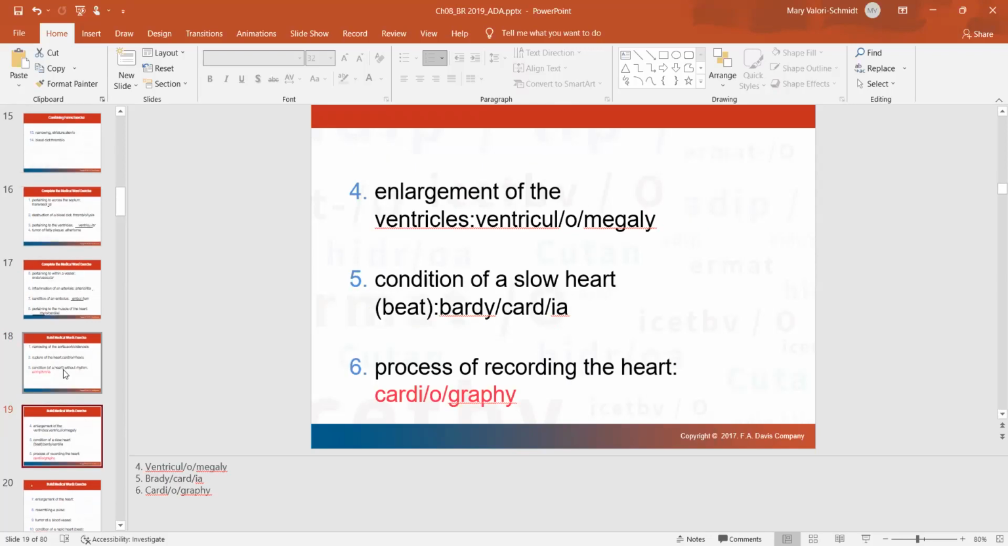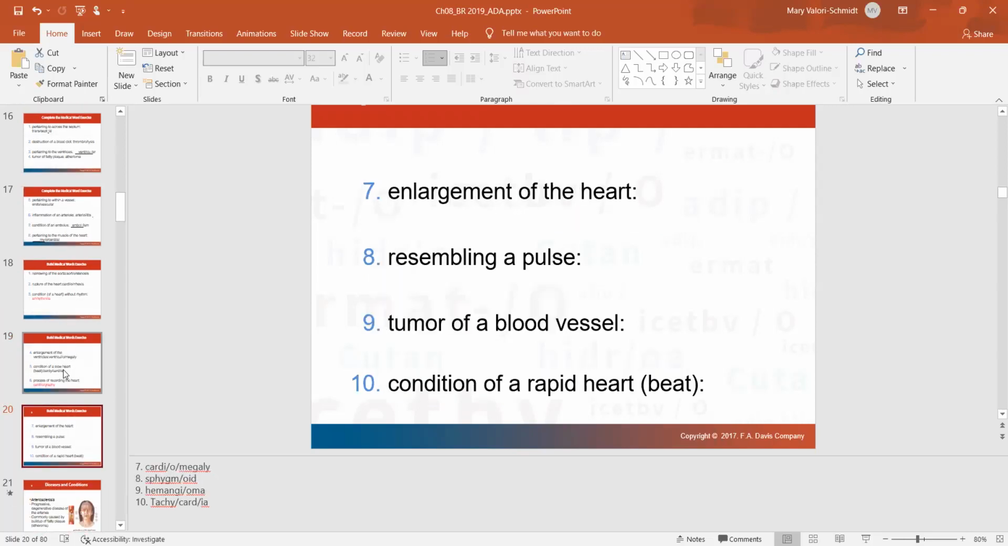Enlargement of the ventricles is ventriculomegaly. Megaly is enlargement of, right? Ventriculo pertaining to. A slow heartbeat is bradycardia. Somebody tell me what's a fast heartbeat? Tachycardia. Thank you. Good. Tachycardia. And then the process of recording the heart is cardiography. Like electrocardiography is recording the electrical activity of the heart. And that's as far as I've gotten.